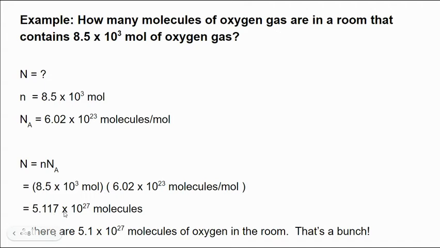My final value, I have not rounded it yet in this step. 5.117 times 10 to the 27. That's a lot. And just think conceptually, does this make sense? 1 mole is 6.02 times 10 to the 23. I've got way more than 1 mole. I have 8.5 times 10 to the power 3. That's like 8,500 moles. So this value, yes, it should be much, much bigger than just the number of molecules you find in an individual mole of a substance.